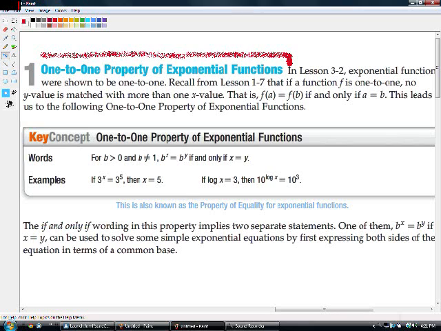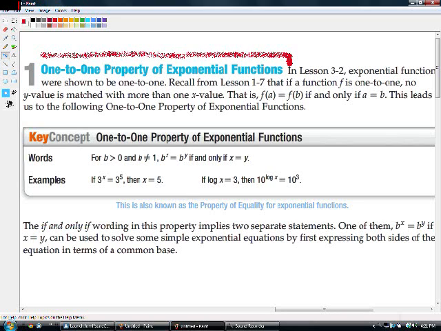In lesson 3.2, exponential functions were shown to be one-to-one. And if you remember from lesson 1.7, if a function f is one-to-one, no y value is matched with more than one x value. And that is shown by f of a equals f of b if and only if a equals b. Fair enough. This leads us to the following one-to-one property of exponential functions. Big Steve, take it away.